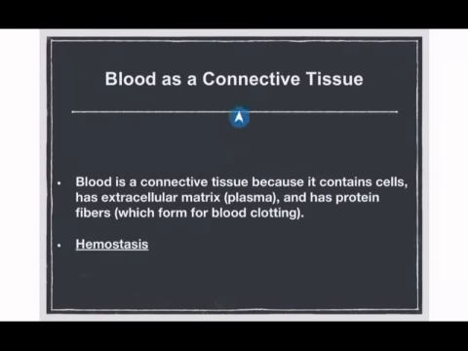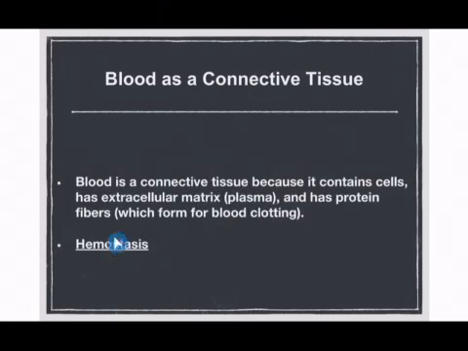Blood is also a connective tissue because it contains cells, and that's the first reason. The second reason is because it has a connective extracellular matrix, which is the plasma, and the third reason is because it has protein fibers. The protein fibers are not very obvious or easily apparent. That's because they only become obvious when the blood actually clots.